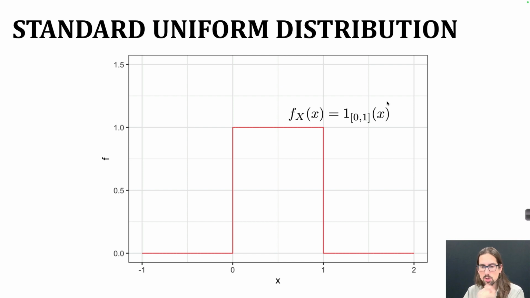So here's another distribution, which is the standard uniform distribution. This density is 0, except for on a particular set of values.